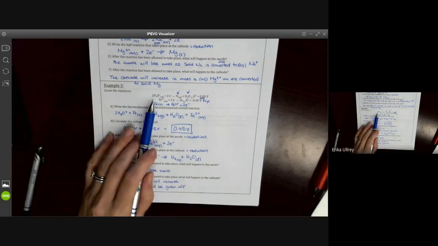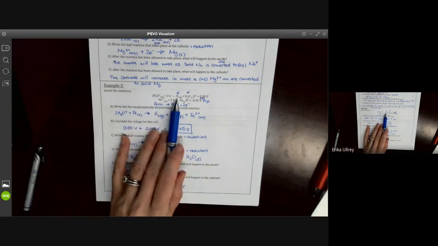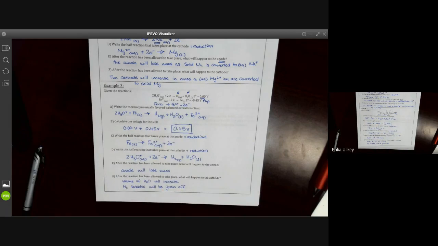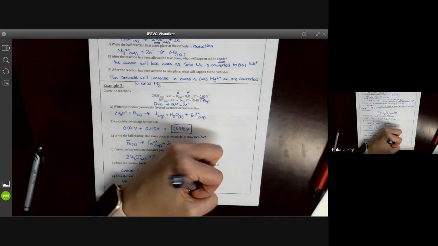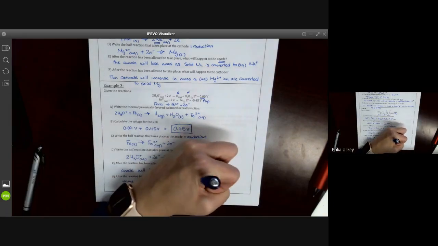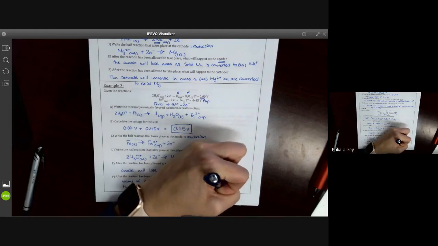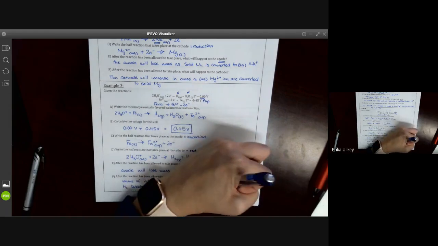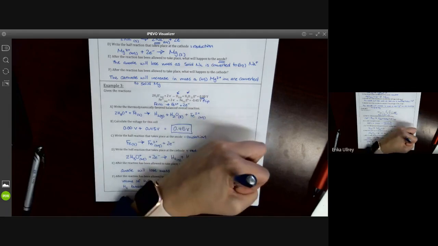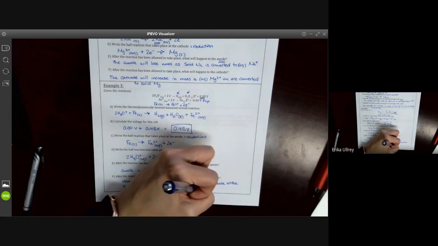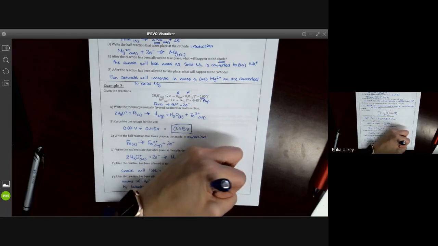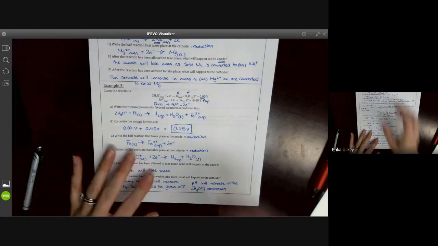Yeah, what do you think is going to happen to the pH? If we're converting H3O+ back to hydrogen gas and water, are we going to be more acidic or less acidic? Less acidic. Yep, so what's going to happen to the pH, increase or decrease? Increase. Good. The pH will increase as the concentration of H3O+ decreases. Good.